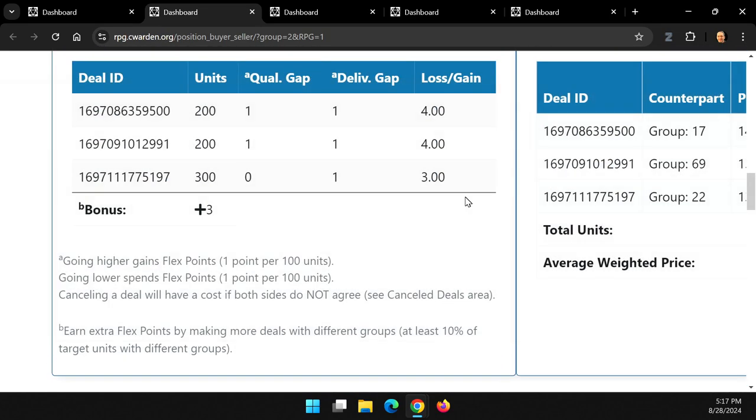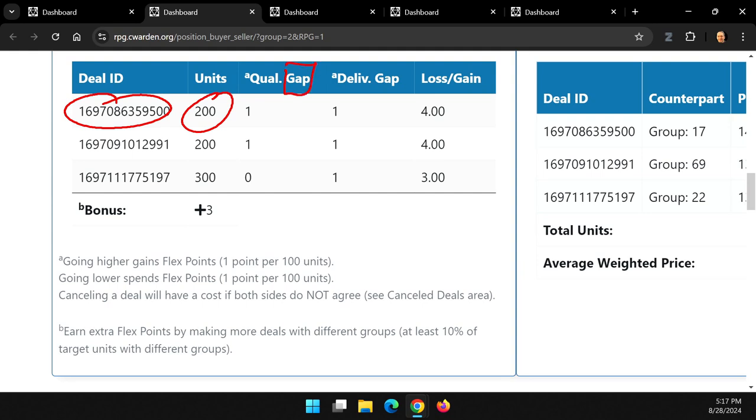So when you make a deal, the deals show up down here. So each deal has a deal ID. And we can see the ID here. How many units? 200. And this gap is the gap between my company's requirement and what the deal resulted in. So here, the gap is 1. Why is it 1? Because this deal must be giving me the medium quality, because my requirement is low quality. But if I get higher, that's better for me. And what about delivery? I'm gaining 1. Why? Because my delivery speed requirement was slow, but I was able to get medium.